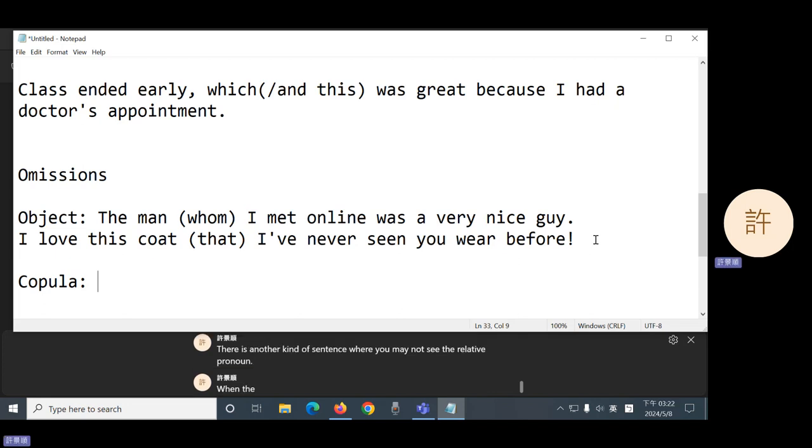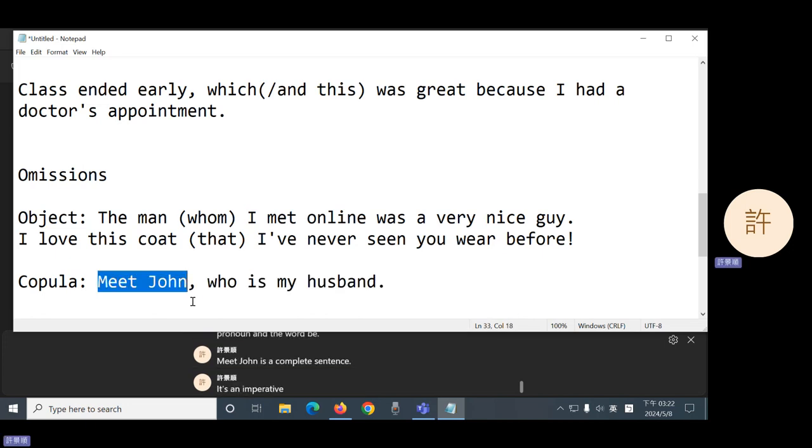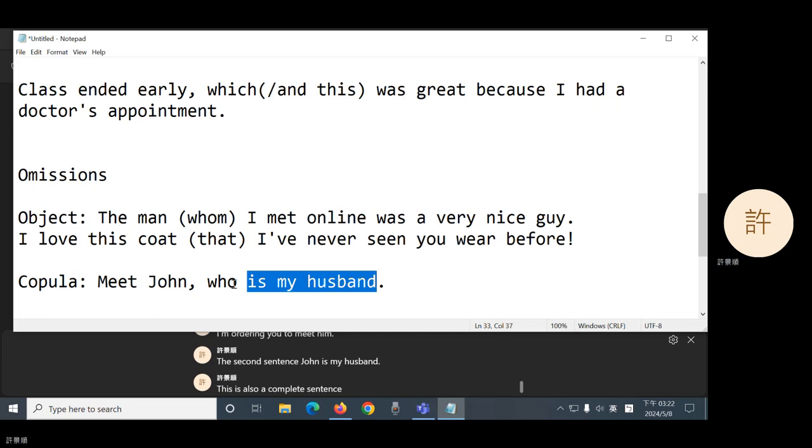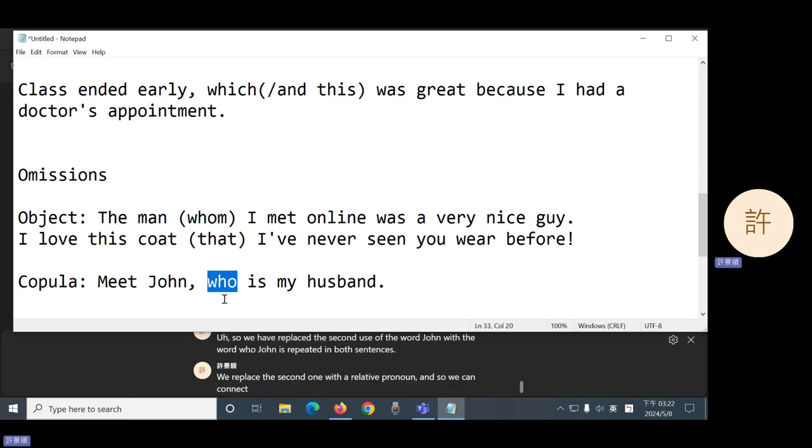When the inside sentence has the main verb be, then you can omit the pronoun and the word be. "Meet John" is a complete sentence. It's an imperative sentence. I'm ordering you to meet him. The second sentence, "John is my husband." This is also a complete sentence. So we have replaced the second use of the word John with the word who. John is repeated in both sentences. We replace the second one with a relative pronoun, and so we can connect these two sentences.